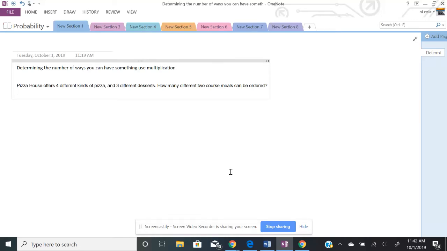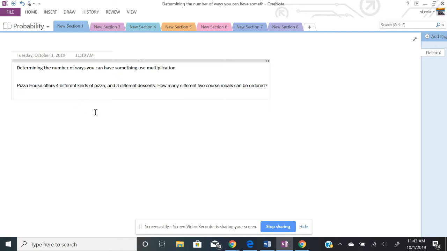All right, we are on to the probability section. So we will be looking at probability of things, or the number of events such things can occur. To determine the number of ways you can have something, you're going to use multiplication.